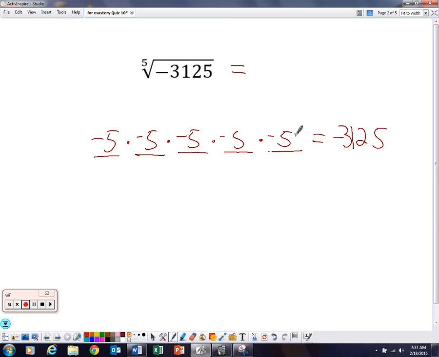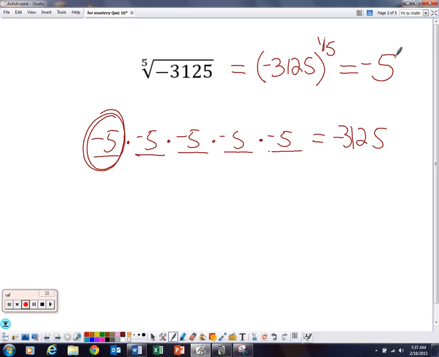Now remember, the fifth root can also be written as negative 3,125 to the 1/5 power. Again, the 5 tells us we have a number that we multiply to itself 5 times, and the numerator tells us how many of those numbers we want. We want just 1. So our answer is negative 5. You can also use the calculator for that.